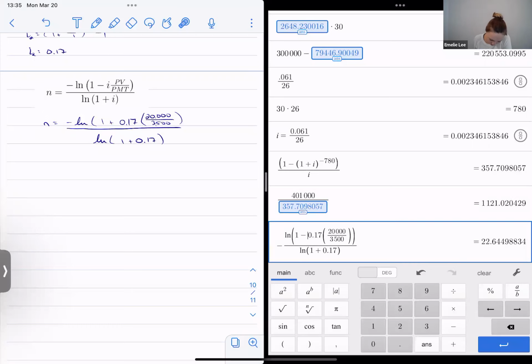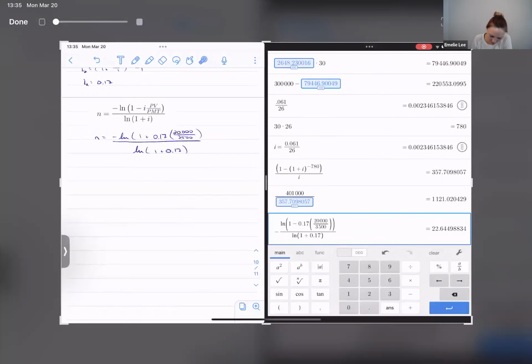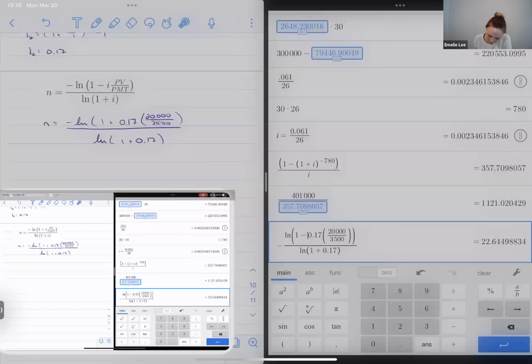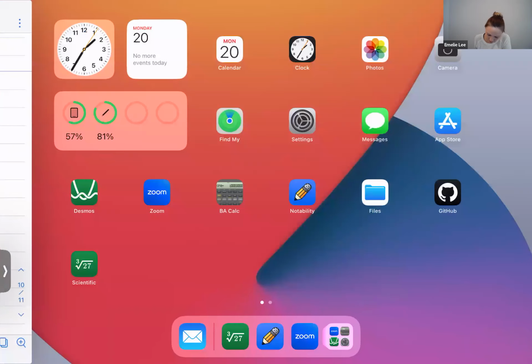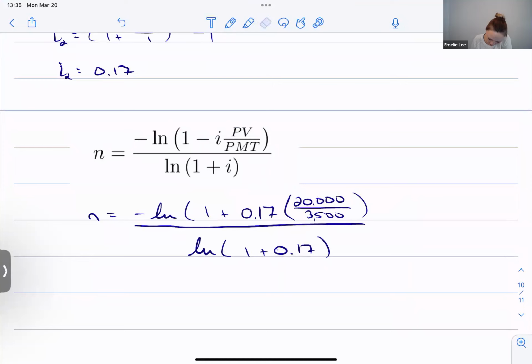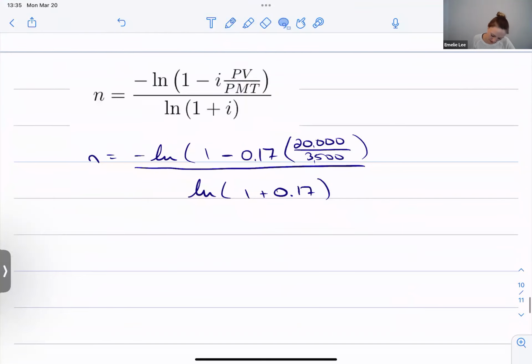So what I'm going to do is screenshot this, and then I'm going to fix my notes because that's clearly not right. Here, I'll pretend it didn't happen. Minus. There. Cheating.